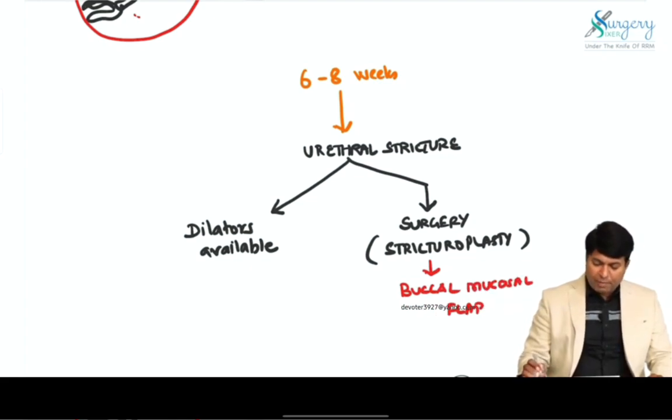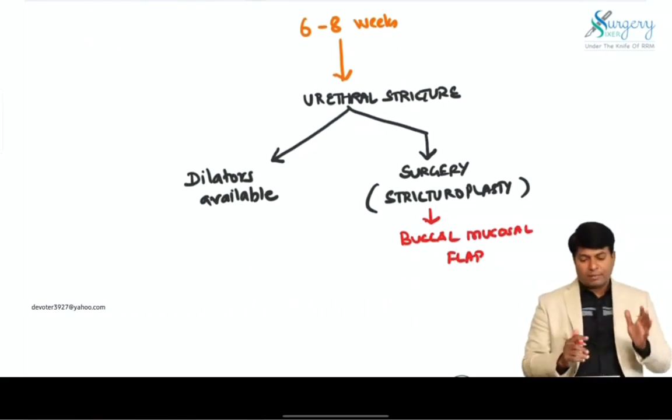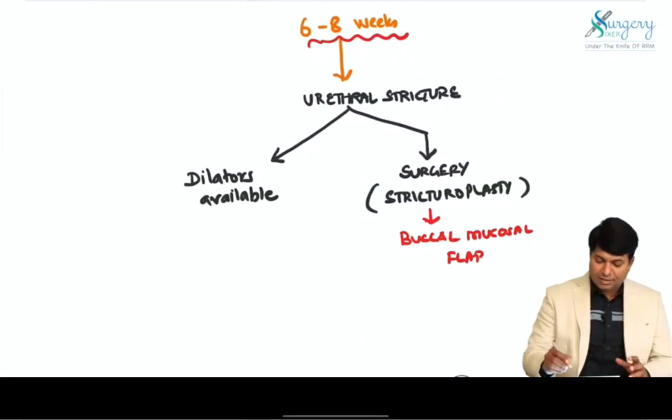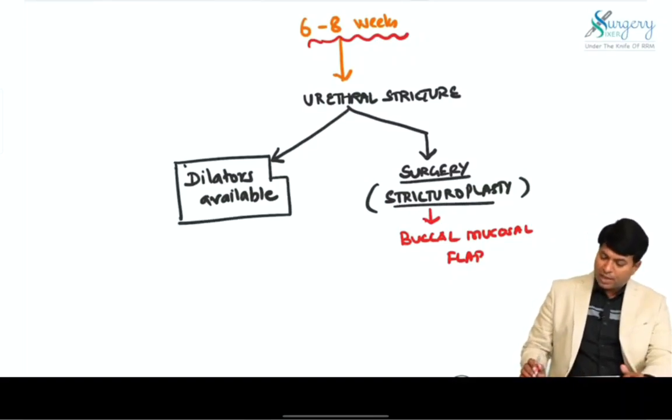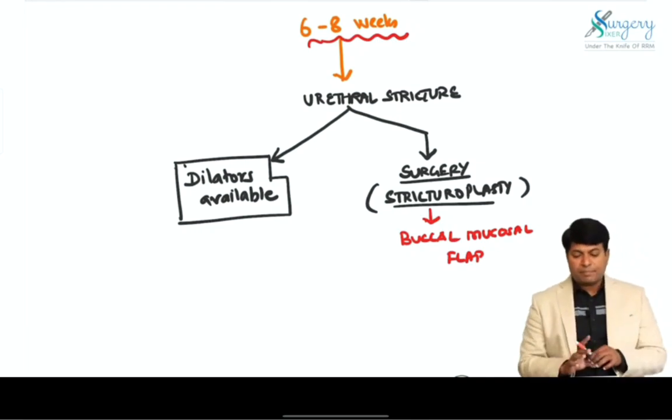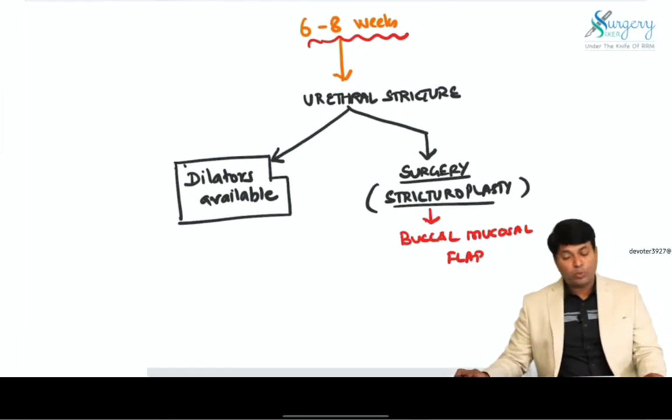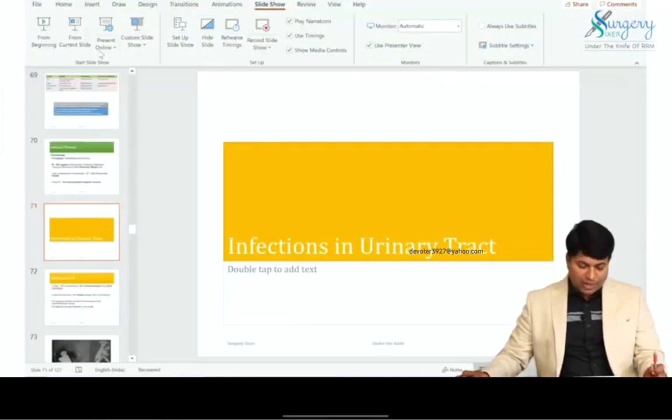So the buccal mucosa will now form the urethra. So for urethral injury, we allow a urethral stricture to form in 6 to 8 weeks. Once the stricture is formed, if it is short, we dilate it with dilators. If the stricture is long and big, we have to use a buccal mucosal flap. So these are the important points in trauma: renal, ureter, bladder, urethral traumas. Please don't forget. Let me show you the images now.